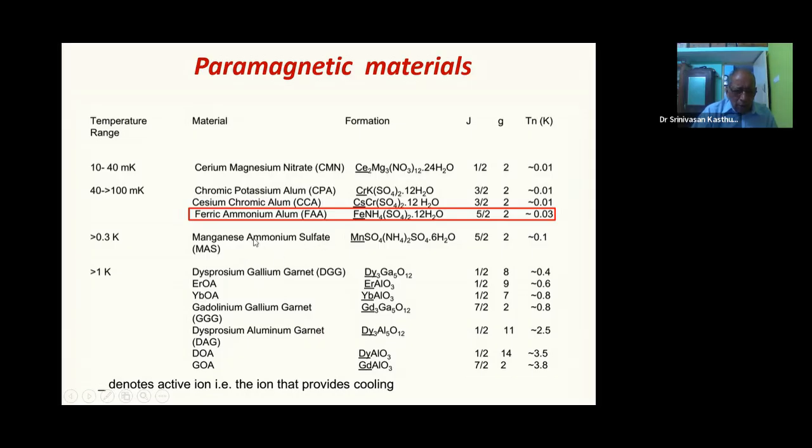Manganese ammonium sulfate works above 0.3 Kelvin. Above 1 Kelvin, you can use dysprosium gallium garnet, ytterbium, and then gadolinium gallium garnet, dysprosium aluminum garnet, etc. There are a whole lot of salts available, with rare earth materials, and they are useful for temperatures greater than 1 Kelvin.